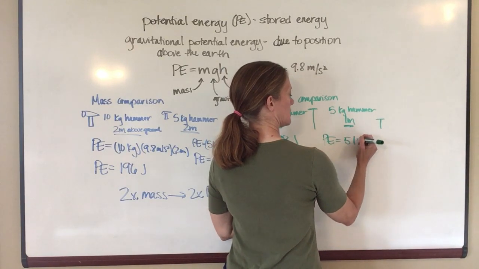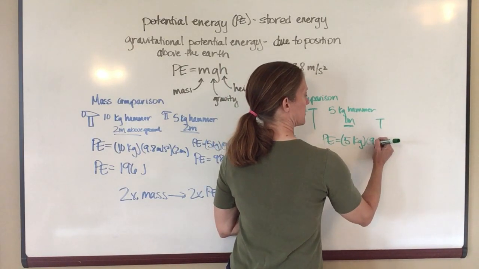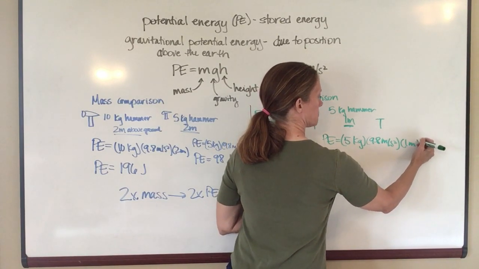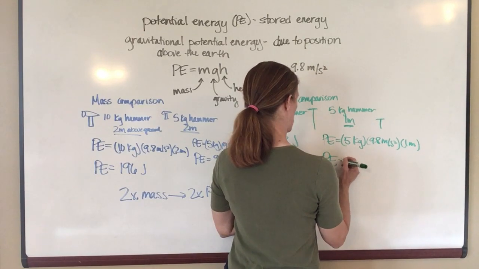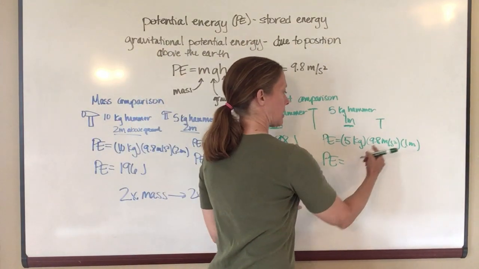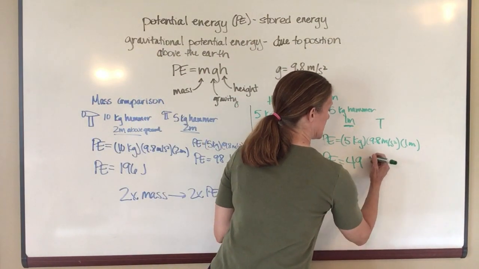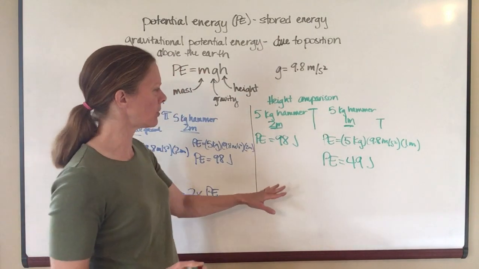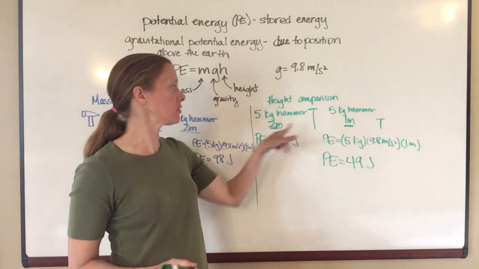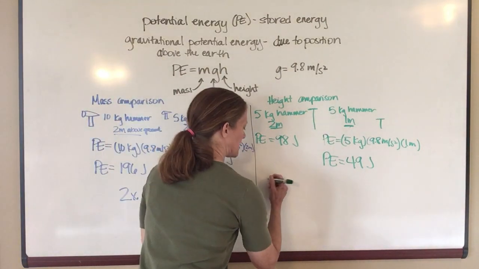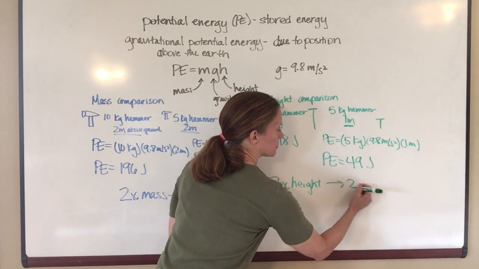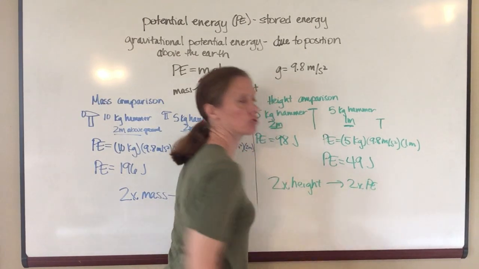So the mass is 5 kilograms. The gravity is 9.8 meters per second squared. And the height is 1 meter. And so when I calculate that, that is going to give me 5 times 9.8, which is going to give me 49 joules. So again, 49 is half of 98 and 1 meter is half of 2 meters. So once again, if I go 2 times the height, that's going to lead to 2 times the potential energy.